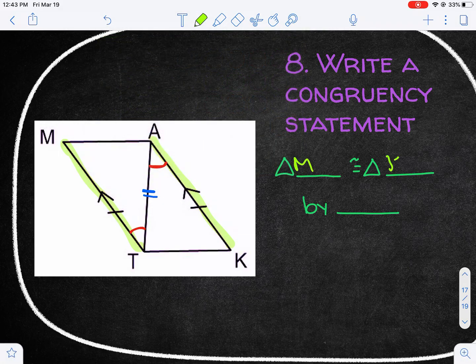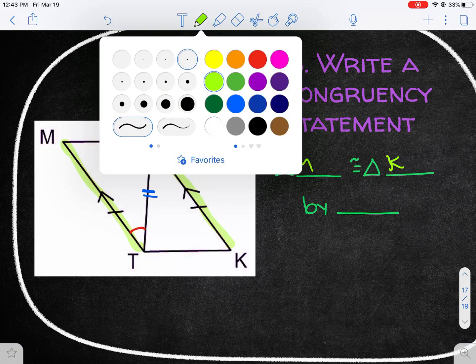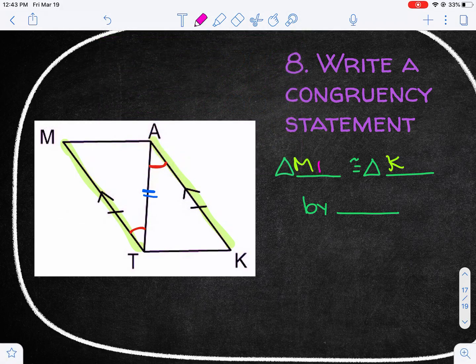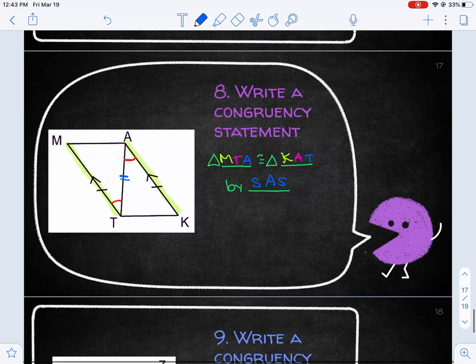So M and K are matching up. T and A are matching up. And then A and T match up. And I had a side, an angle, and then another side, or two sides and the angle between them. So that is side, angle, side.